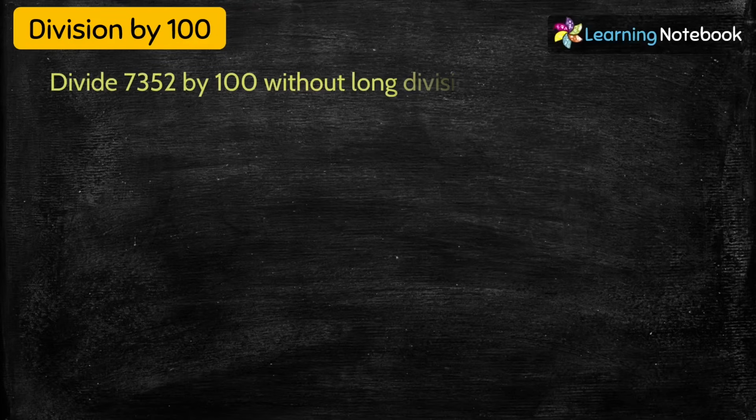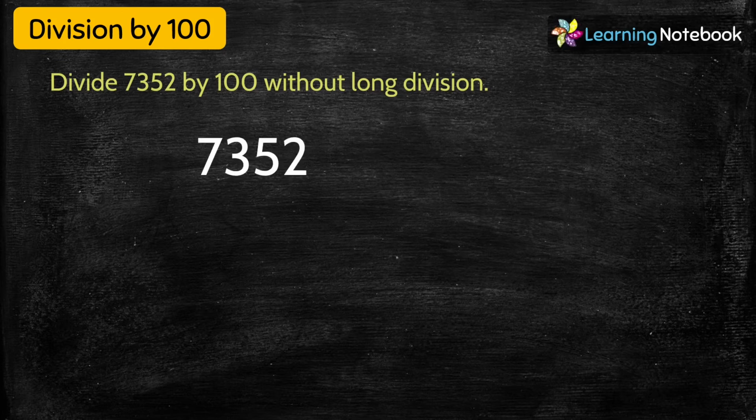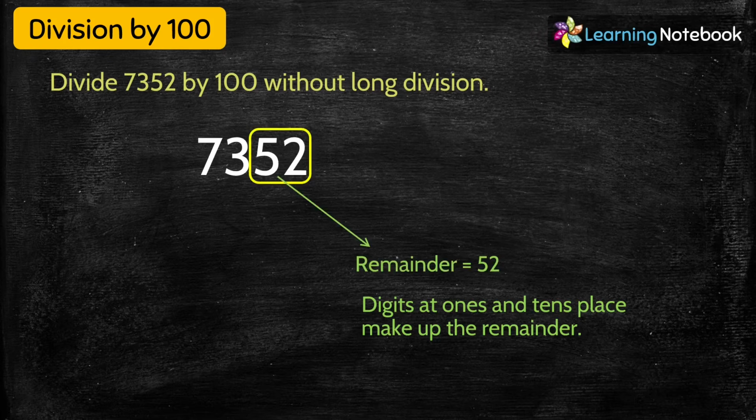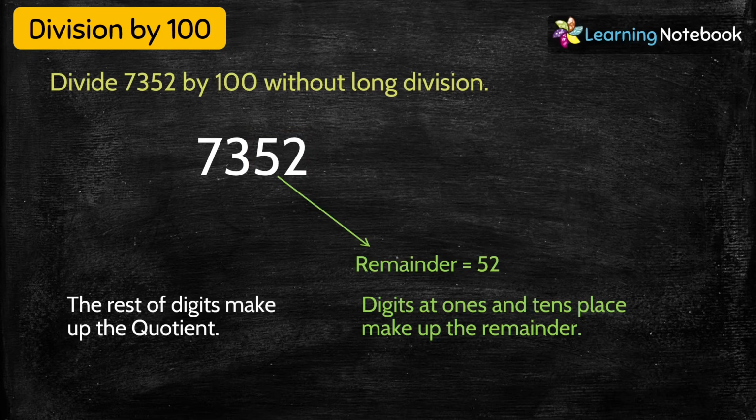Now let's do one more question. This time we have to divide 7352 by 100 without long division. So students, again the digits at ones and tens place make up the remainder. So here 52 is the remainder. And the rest of the digits, that is 73, is the quotient. So we have got the answer as quotient equals 73 and remainder equals 52.